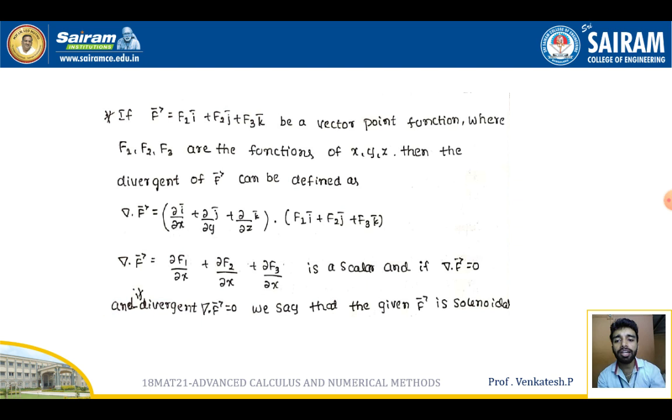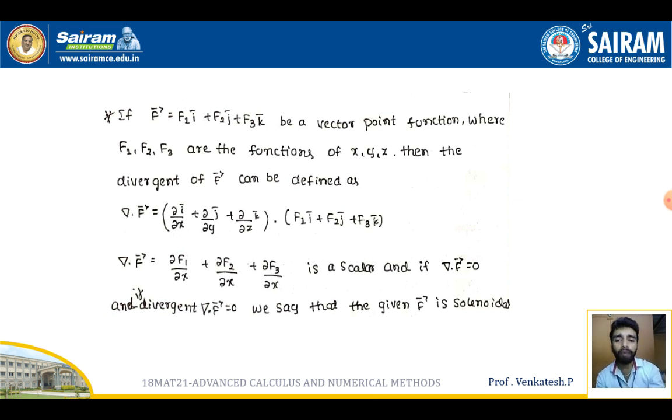We can observe that there is no i, j, k term here, so obviously it is a scalar now. So given f is a vector function, after applying the divergence I am getting a scalar. But in the case of gradient, I am applying the gradient to a scalar function, and after applying the gradient, I am getting a vector function.